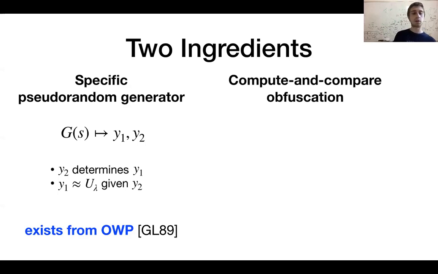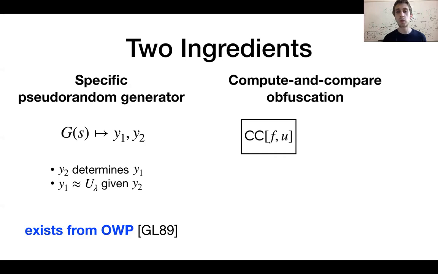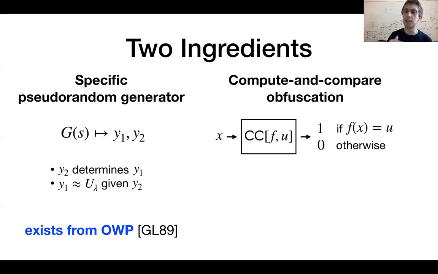The second ingredient we need is called compute and compare obfuscation. First, to describe compute and compare functions, we have a compute and compare function CC, which is parameterized by an inner function f and a target u. On input x, the compute and compare functionality outputs 1 if the function f on input x outputs the target u, and outputs 0 otherwise. So it just computes the function f on the input, does a comparison to check if it's equal to the target, and outputs 1 if so, and 0 otherwise.